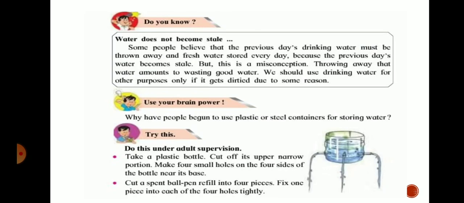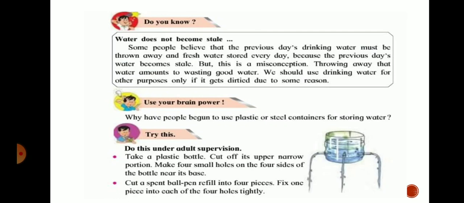Do you know, children, water does not become stale. Stale means बासी होना. जैसे हम बोलते हैं ना, कल की सब्जी बासी हो गई, रोटी बासी हो गई, ये सब चीज़ें बासी हो सकती हैं, but water, pure water, never becomes stale. Some people believe that the previous day's drinking water must be thrown away and fresh water stored every day, because the previous day's water becomes stale. No, it is not like that.